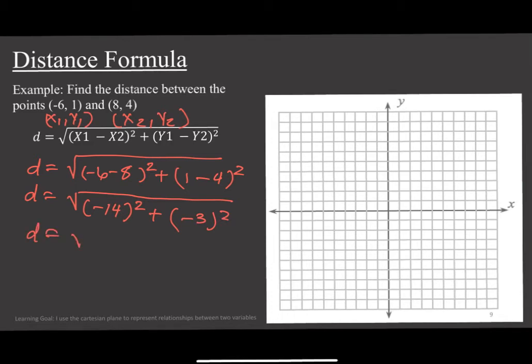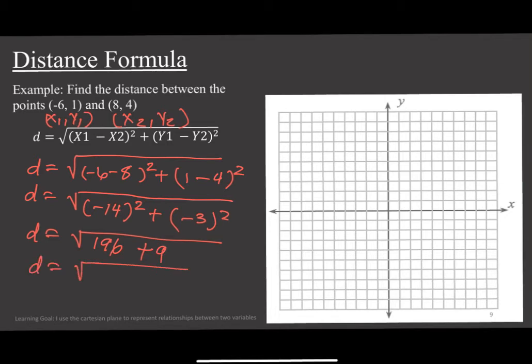And if I simplify a little bit further, -14 squared. Again, if you're using a calculator, make sure you're including parentheses that include your negative sign, so you don't have any errors there. But that should be a positive 196 plus negative 3 squared, which is 9.